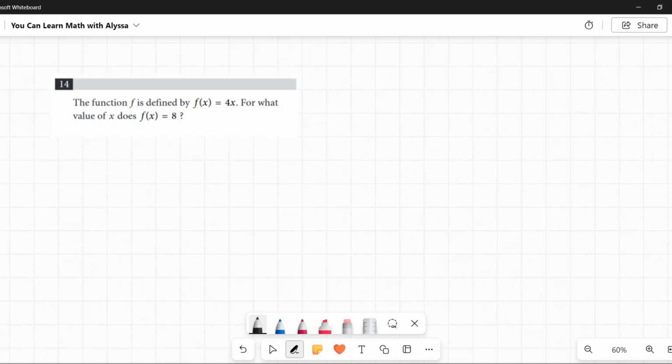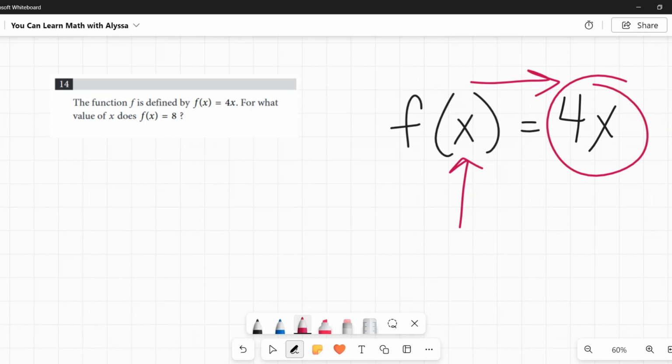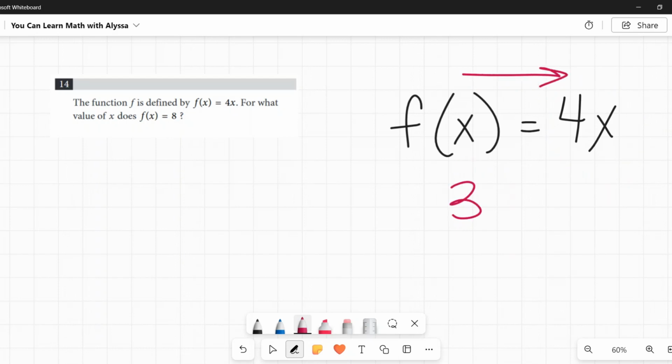Number 14. The function f is defined by f of x equals 4x. For what value of x does f of x equal 8? So when we say f of x equals 4x, it means when I pick a number, any number, and plug it into this function, what I'm going to get is 4 times that number. So if I were to plug 3 in, I'm going to get 4 times 3, or 12.